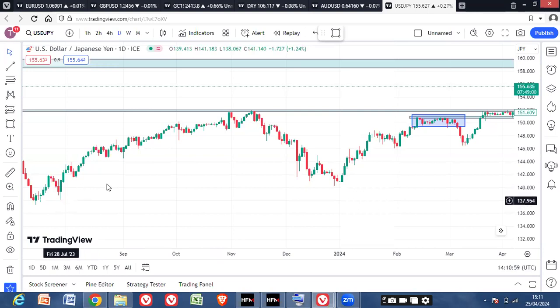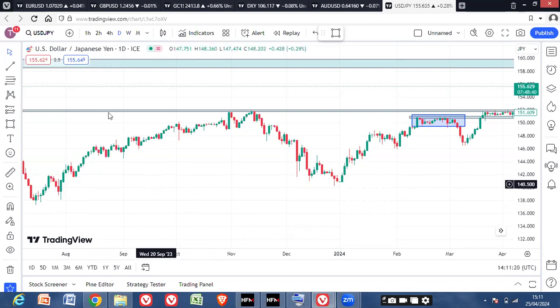Now, I want to show you exactly what uptrend, downtrend, or sideways look like. Actually, we have three types of trend. We have the uptrend, the downtrend, and sideways.